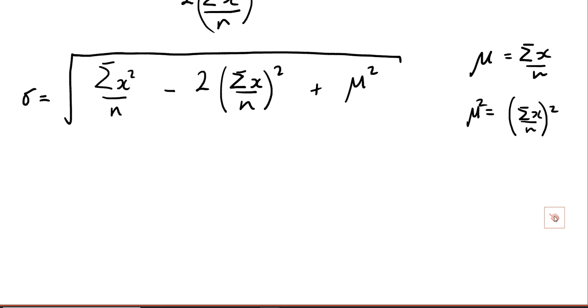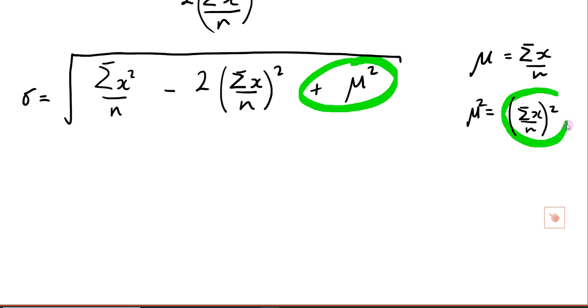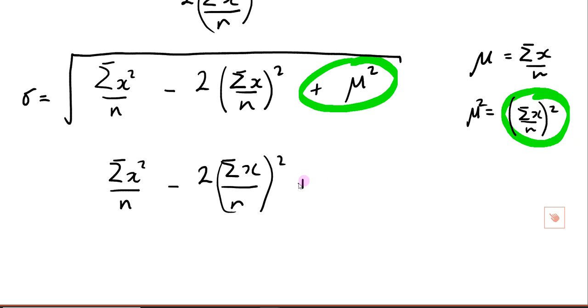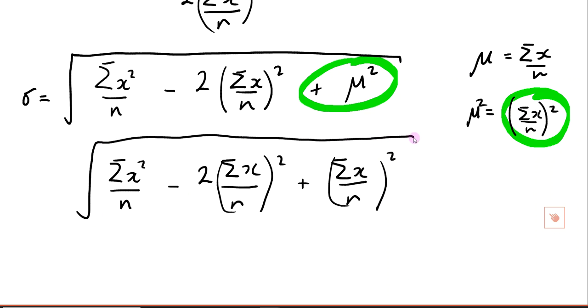So which bit am I now replacing? The last bit. Okay. So I'm now getting rid of this and putting that. So that then gives me the sum of x squared divided by n minus 2 lots of sum of x over n squared plus the sum of x over n squared, all divided by, or square rooted, sorry.